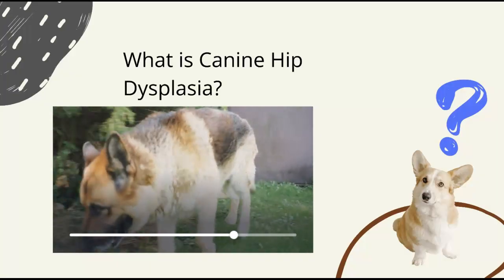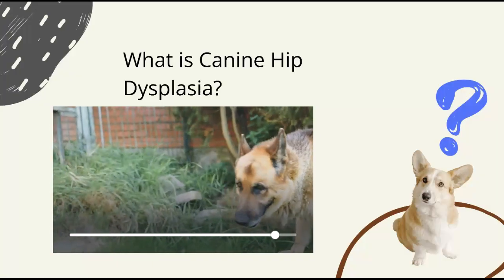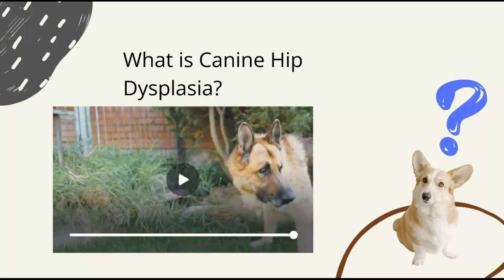Hip dysplasia involves laxity in the coxofemoral joint, which means looseness or instability between the femoral head, or ball, and acetabulum, or socket of the hip, leading to secondary degenerative changes like osteoarthrosis. In many cases, there is bilateral presentation, meaning both hips are affected.